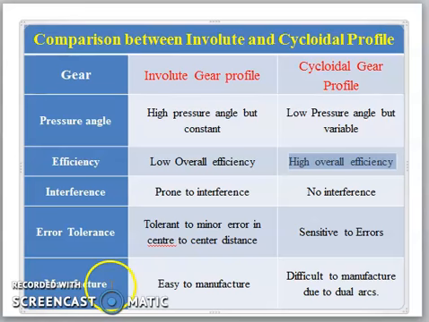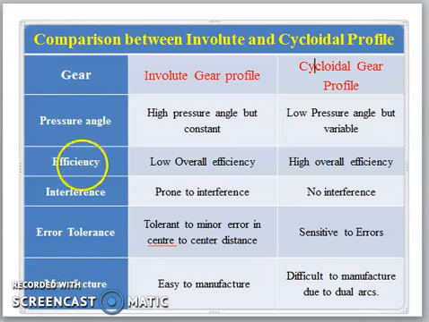Manufacturing is also very important. It is very easy to manufacture the involute gear profile, and it is very difficult to manufacture the cycloidal teeth profile because it is a dual arc, so you have to get the arc structure. When you see the images of the cycloidal and involute gear profiles, you will come to know how they are designed.